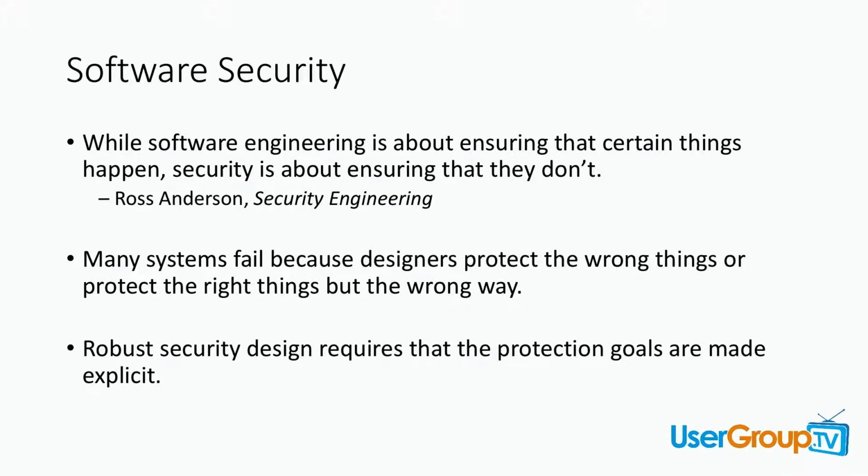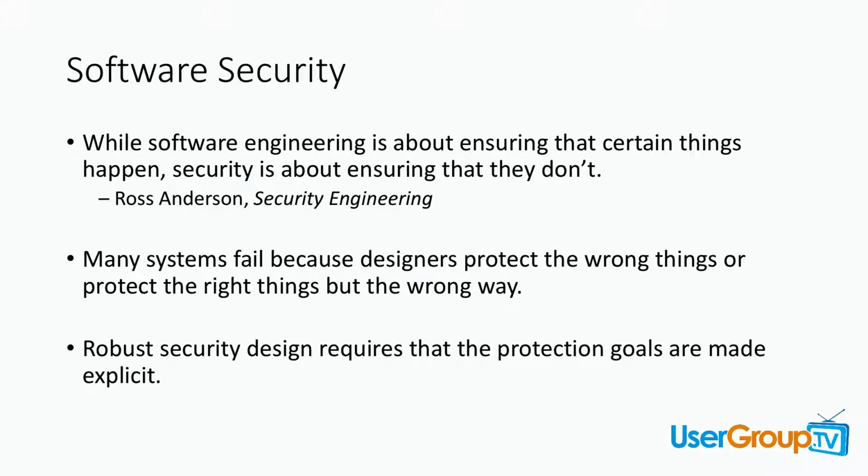So taking a step back and thinking about software security, what are we trying to achieve? I really like the way it's been expressed in Ross Anderson's Security Engineering, a great book that I highly recommend. Software engineering is about ensuring certain things happen. Security is ensuring that they don't happen.